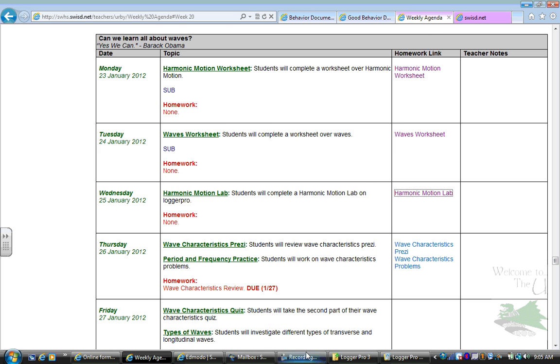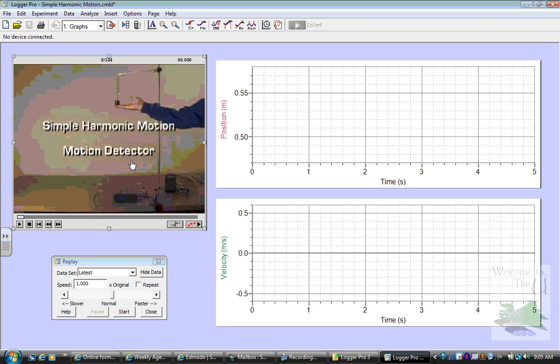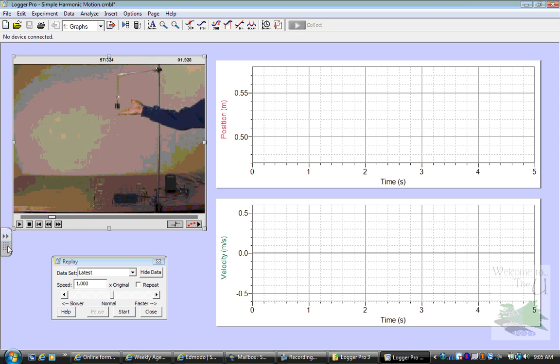Okay, so when you open up the Logger Pro software, you'd have to open up the Simple Harmonic Motion Lab, and here you'll see that there's an actual video of a person holding a weight, and when he releases the weight, it's attached to a spring, and that spring bounces the weight up and down. This is an example of harmonic motion because the object is repeating its motion, and we can actually calculate the period, frequency for this motion, and actually plot that out.